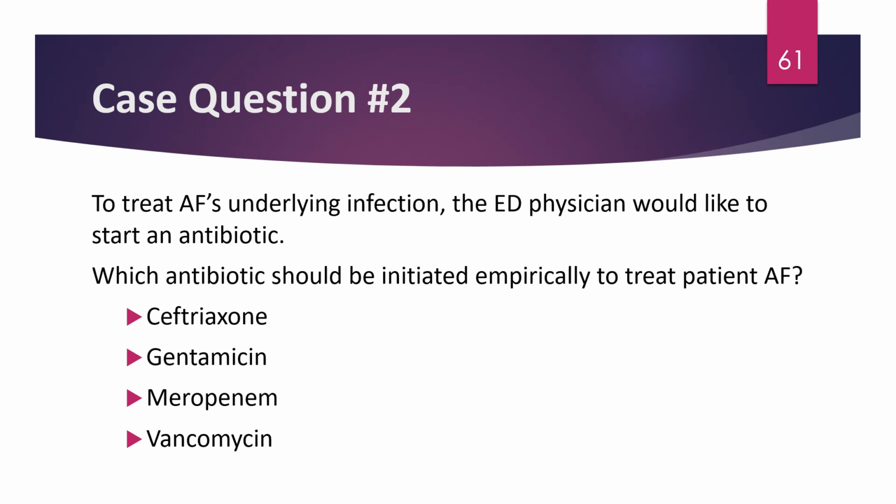The second question related to the patient's antimicrobial management. To treat the patient's underlying infection, or the patient's UTI, what antibiotic should be initiated empirically? The answer here is ceftriaxone. The reason why we use ceftriaxone is because it's gram-negative coverage without the need for pseudomonal coverage. Gentamicin and meropenem are a little bit too broad for a general patient with no additional pseudomonal risk factors, and vancomycin is going to cover your MRSA and gram-positives.